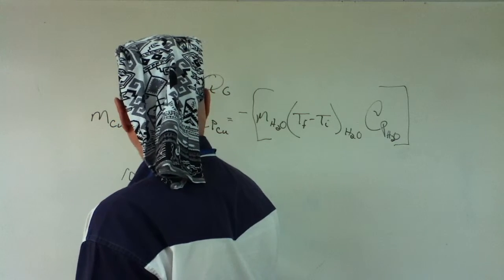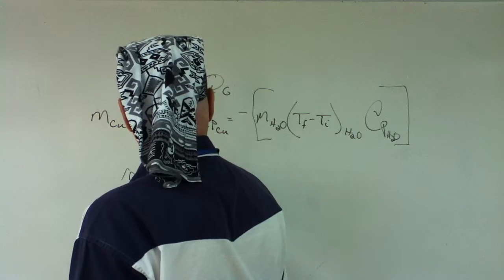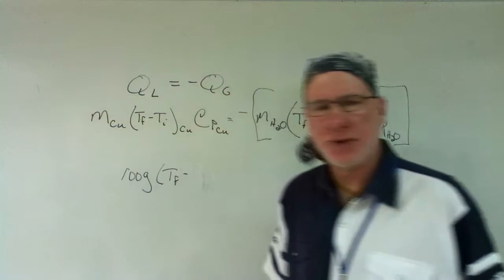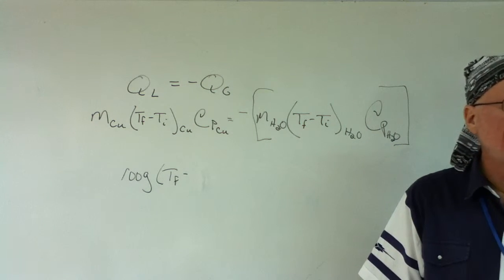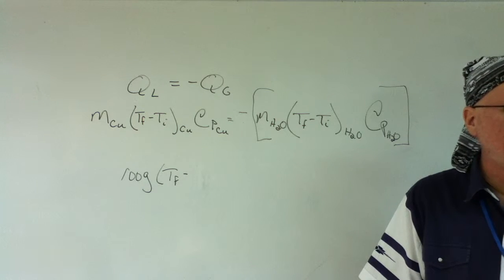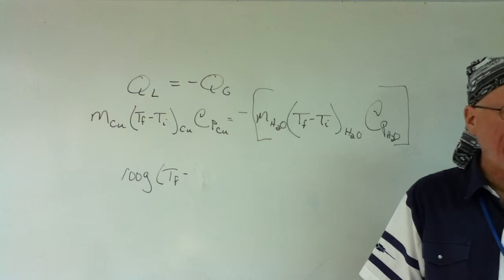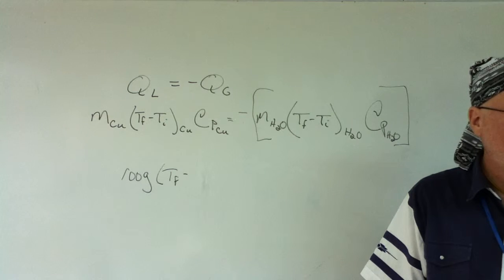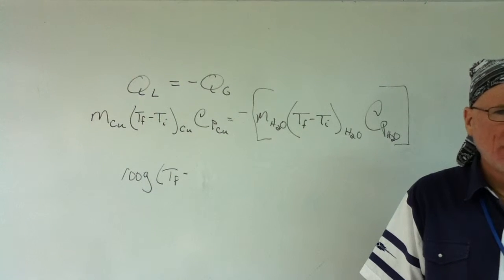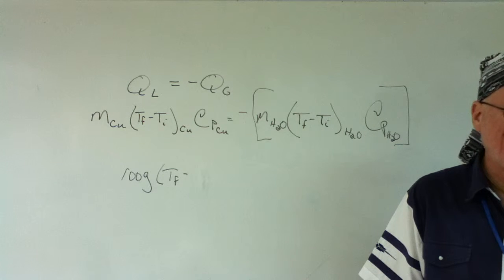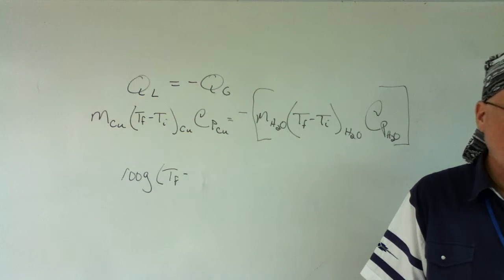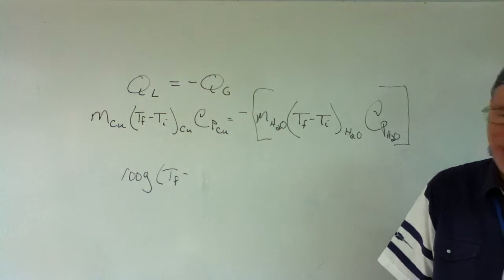And TF minus TI. What do we know about TI? Do we know anything about TF? We don't know what TF is, right? That's what we're looking for. Is TF going to be the same or different for the water and the copper? It'll be the same because the copper and water are sitting in the same container. So the final temperature of the copper and the water will be the same.